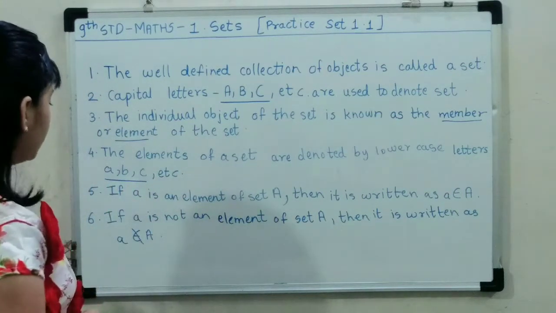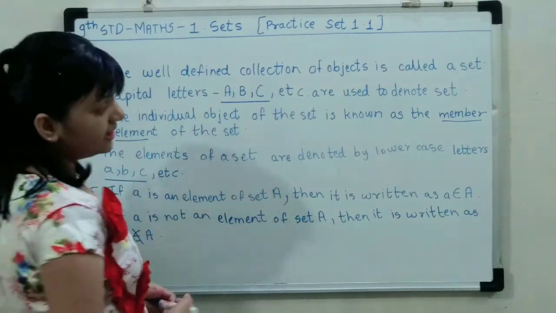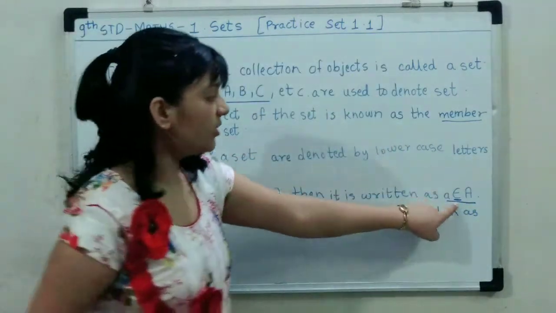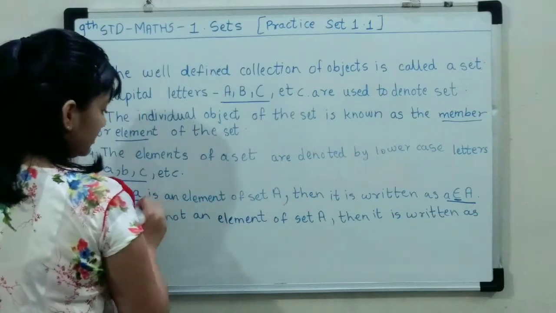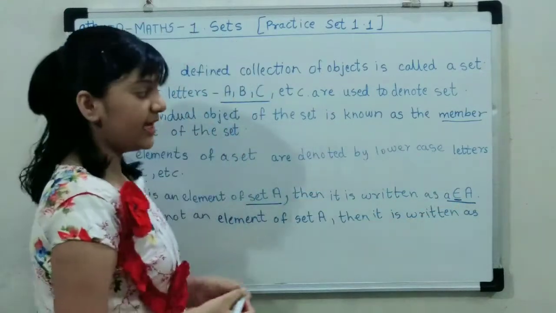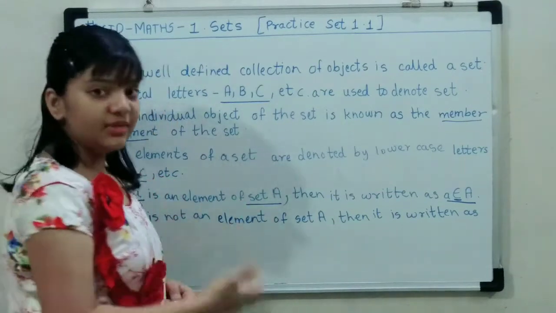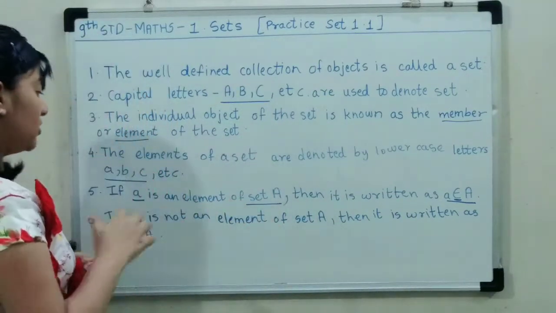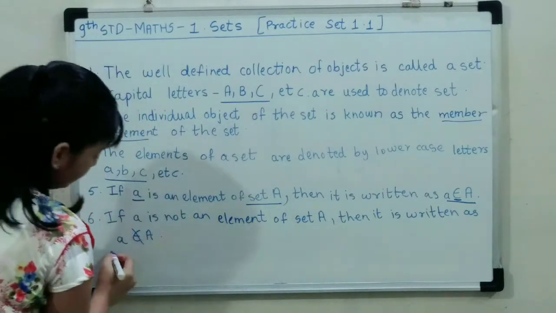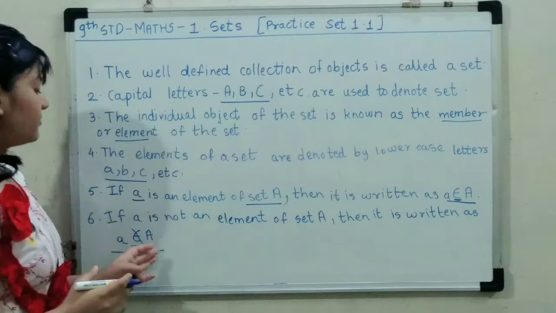Fifth point is if a is an element of set A, then it is written as a ∈ A, and we give this sign to tell that a is an element of set A. While saying it, we say a is an element of set A or a is a member of set A. If a is not an element of set A, then we write a ∉ A, meaning a is not an element of A or not a member of set A.